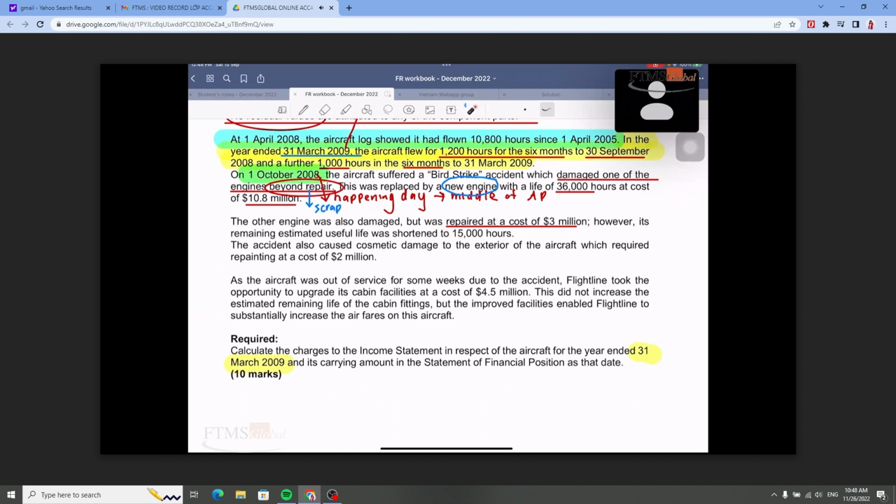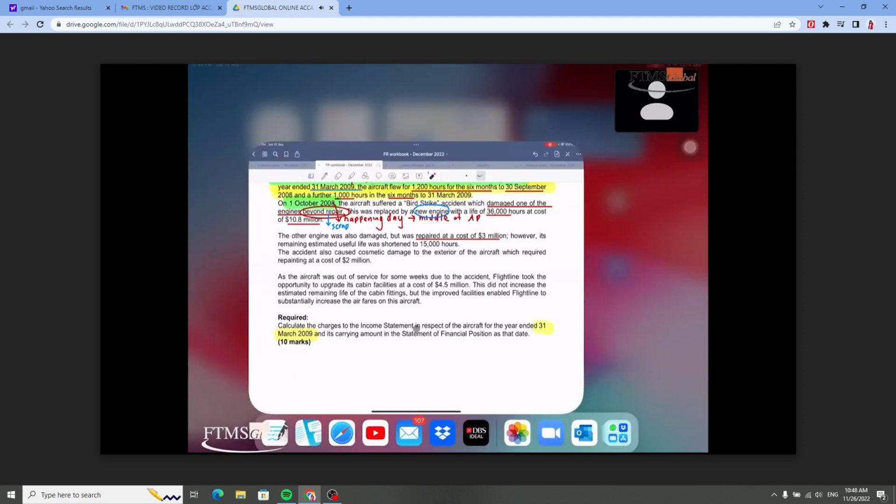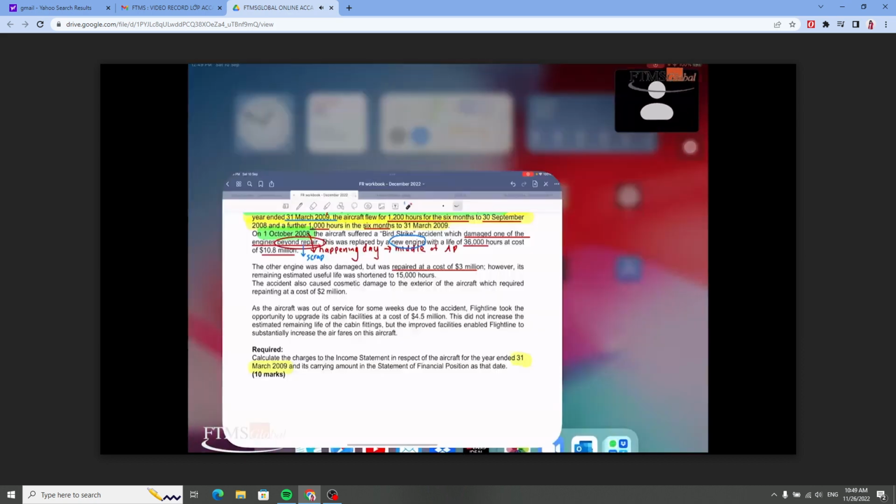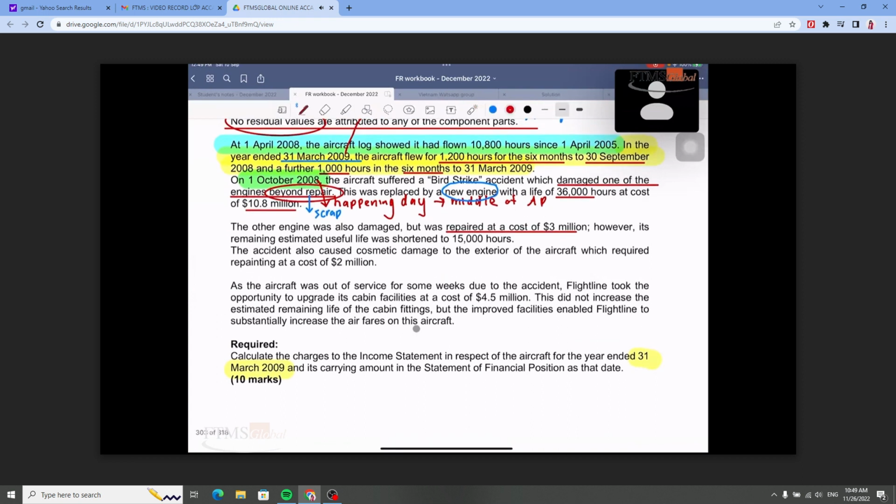Okay, so do you remember subsequent expenditure? Repair this 3 million, I give you two choice. Do you think you should expense off or you should capitalize? Repair. Repair is expense off, correct? Okay, so all the things that we have discussed all come and haunt you. So make sure you remember that. So this one is subsequent expenditure. I should expense off.